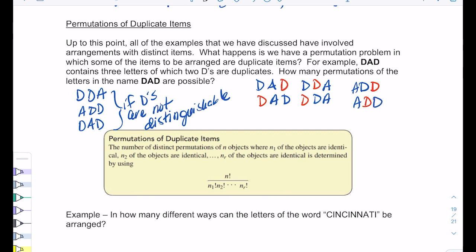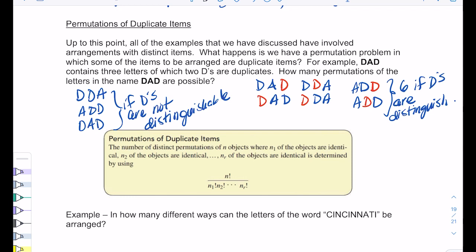So now we've got 6 if the D's were distinguishable. So in other words, if you can tell them apart. Typically you won't be able to tell them apart. So there's a formula we can use.